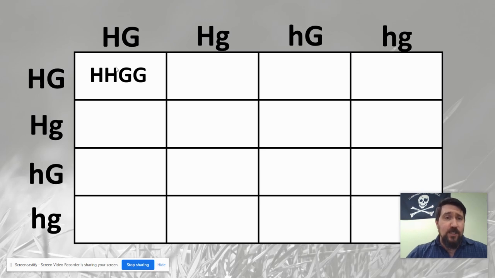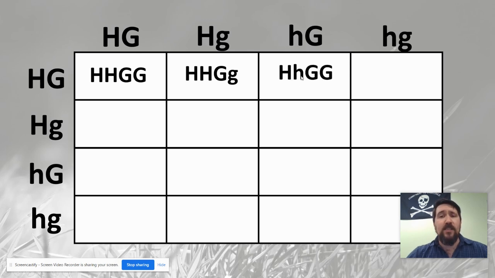Well, big H is 10 inches. Big G is an additional 4. So that is a 14-inch plant. How about this next one right here? Big H, big G, little g. Well, this is 10 inches, and this is plus 2, so this is a 12-inch plant. So we have a 14, and we have a 12. What about this guy? Big H, little h is a 6-inch plant. Big G is an additional 4 inches, so that's a 10-inch plant.